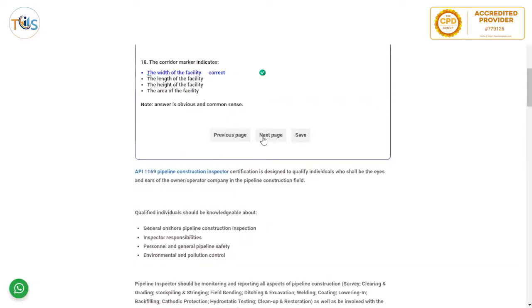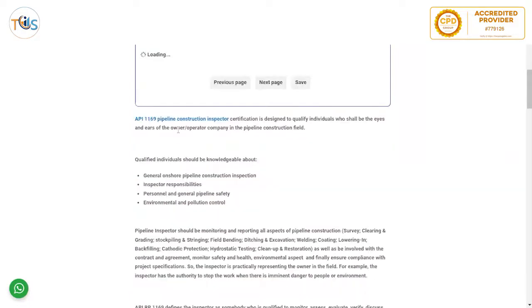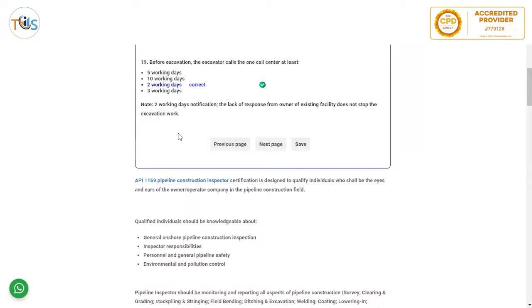That's a safe distance. Before excavation, the excavator calls the one call center at least 2 working days ahead. This is what has been agreed by all pipeline operators and relevant companies. If within 2 working days the owner of the existing facility does not respond, it does not stop you from continuing your work. So they have 2 working days to come if they have any objection or anything. If not, then you can carry on.